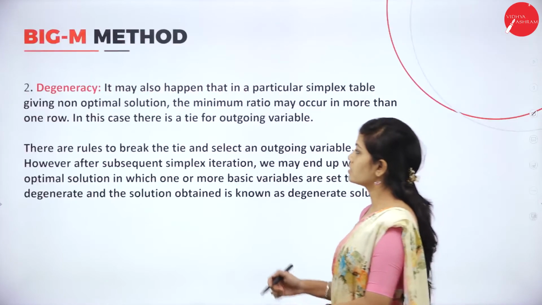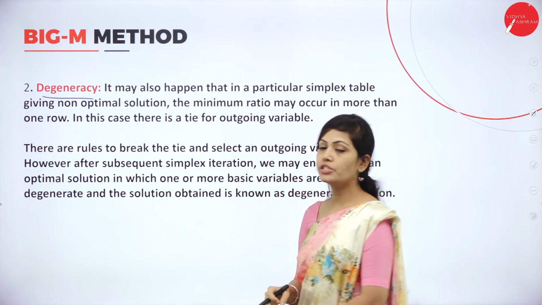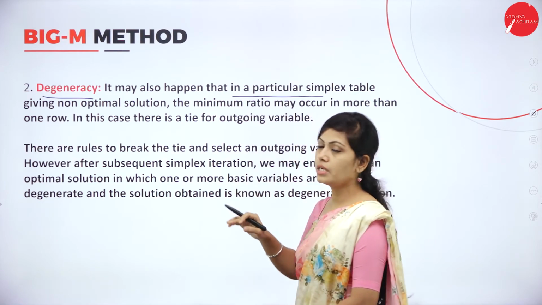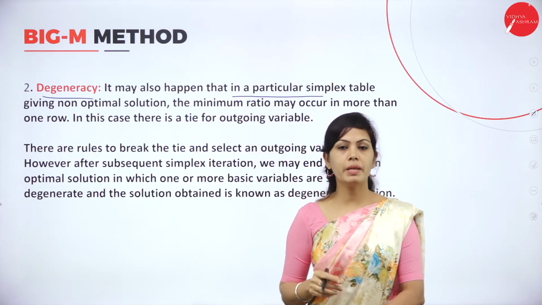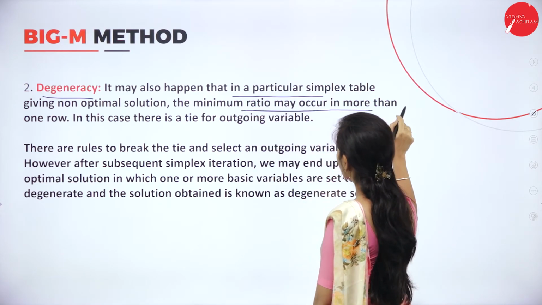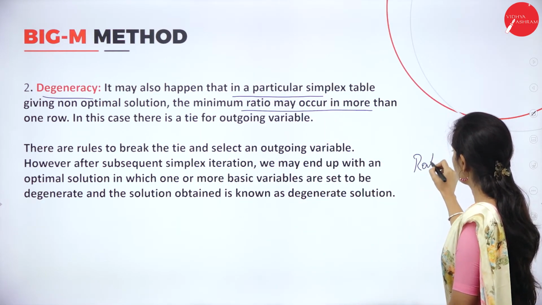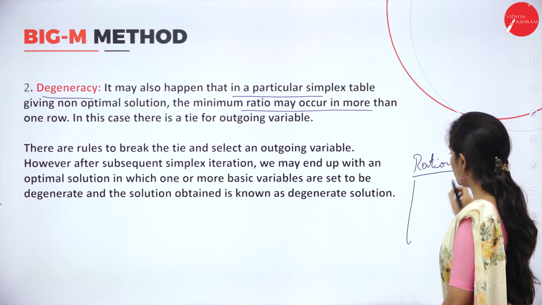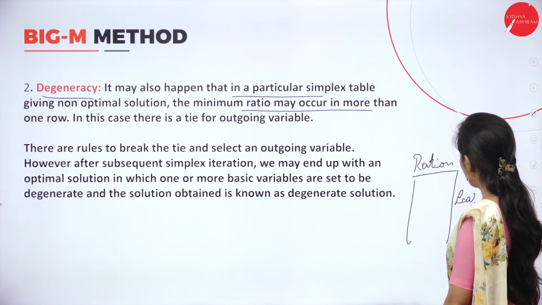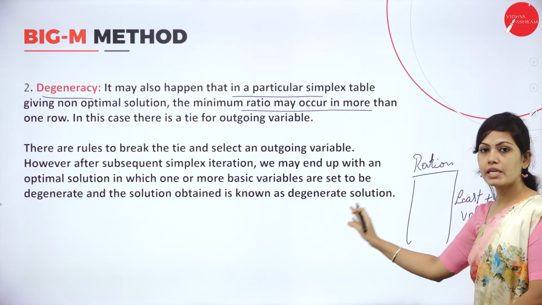And the next condition is degeneracy. So what is this degeneracy? It is a condition in the big M method. It may also happen in a particular simplex table, sometimes you will get it in the simplex table also. The minimum ratio may occur in more than one row. Usually, using these ratio values, we can select the key row, right? So you have to select the least positive value. Least positive value we are selecting for finding the key row, right?